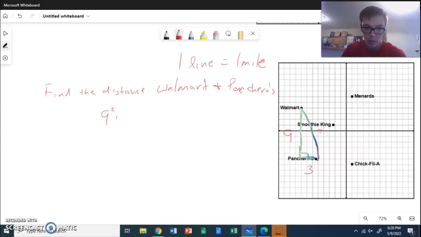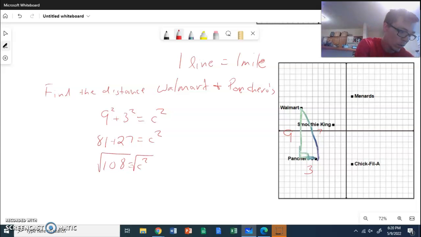So we want to do 9 squared plus 3 squared equals c squared. And when you solve this, you have 81 plus 27 equals c squared. Adding that together, you get 108 equals c squared. Then take the square root, and the square root of 108 is 12.39 rounded. Okay, rounded to the nearest hundredth.